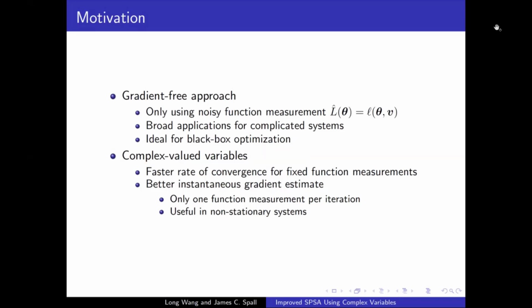The gradient-free approach has much broader applications, especially for complex systems where you don't have control of the noise, and the system might be too complex to actually derive any analytical expression for the gradient. Another major application is in black box optimization, where you just don't have access to the underlying model.